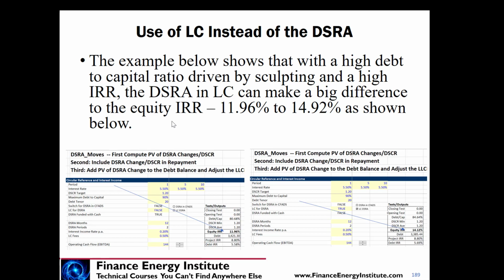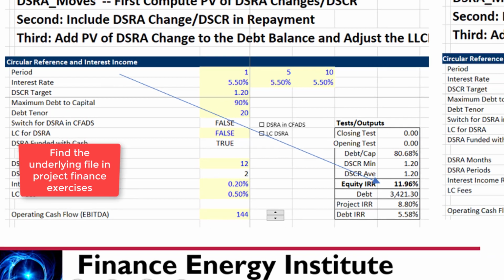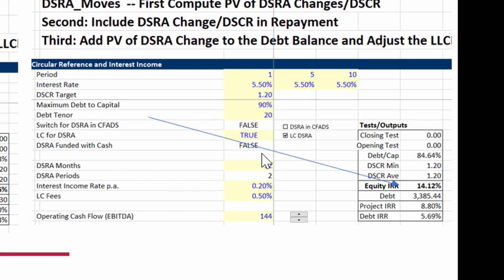Now, if you do that and you have high leverage, in this case, you see I didn't click on these things, these true and false, and this is in my sculpting class file, which is a painful circular reference, a very painful one, but I think an important one if you really want to be absolutely, really, really good, okay? Then the IRR increases a lot, okay?